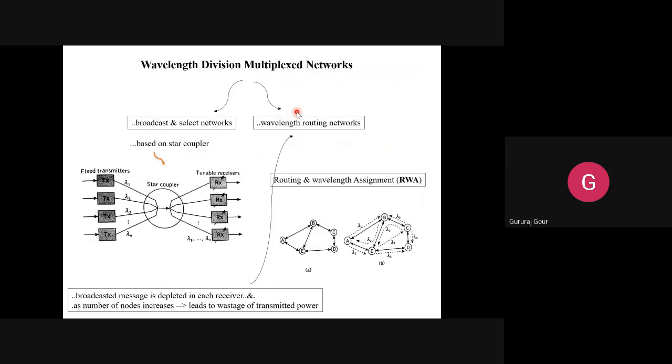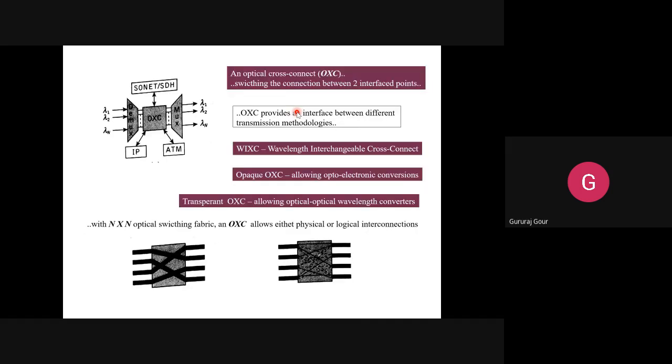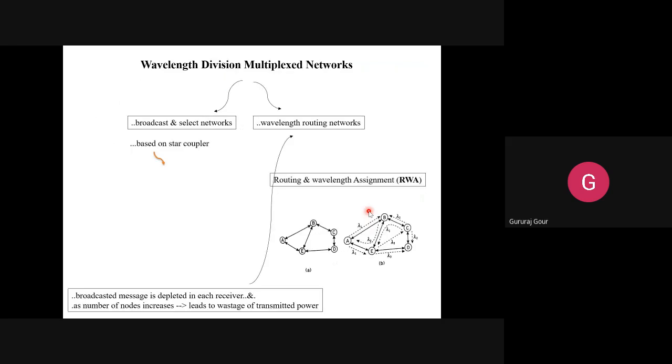So the next aspect we are going to discuss is the wavelength division multiplexed networks. So here you have seen we are multiplexing the desired number of wavelengths and sending them after performing either wavelength conversions, or optoelectronic conversions, or optical to optical wavelength conversions. We are multiplexing and sending them. Such supported wavelength multiplexed signal networks are known as wavelength division multiplexed networks, and they are broadly classified into broadcast and select networks and wavelength routing networks.